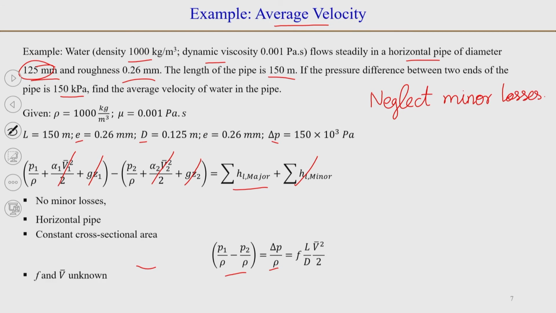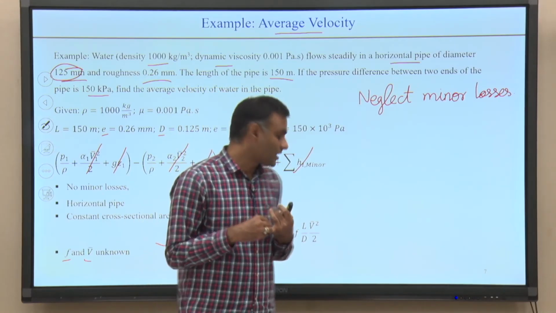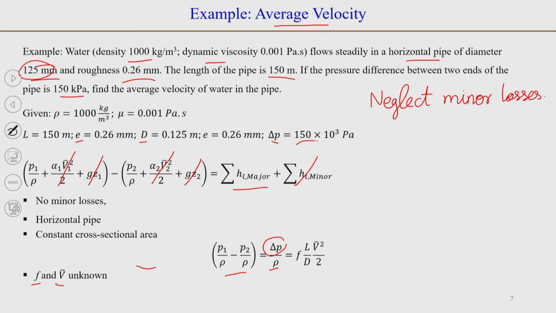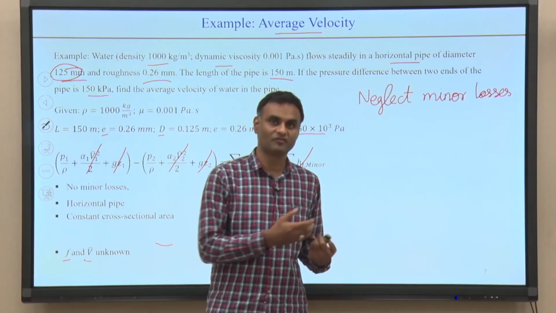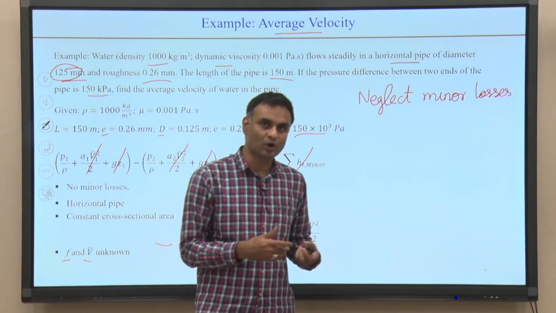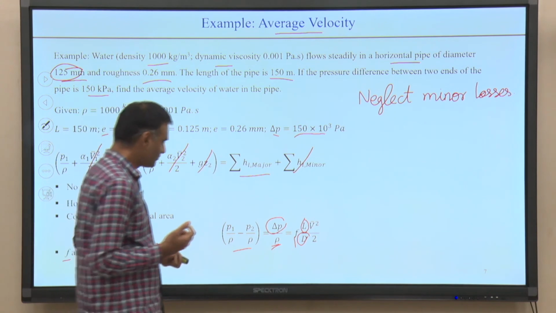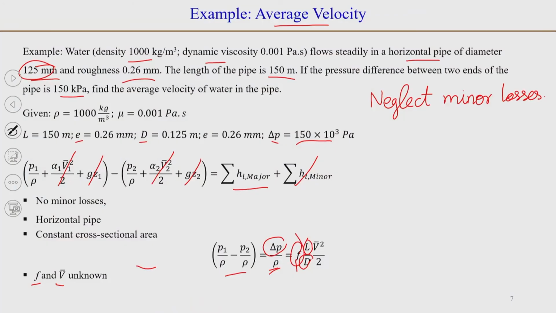We can substitute the values and we need to find F and V bar, and F is a function of Reynolds number. So, delta P is known, 150 kilopascal, rho is known, L is known, D is known, and what we do not know is F and V bar, and F is a function of Reynolds number which is a function of V bar. So, we will need to solve this problem again iteratively. Okay. So, to calculate V, we need to assume some value of F.